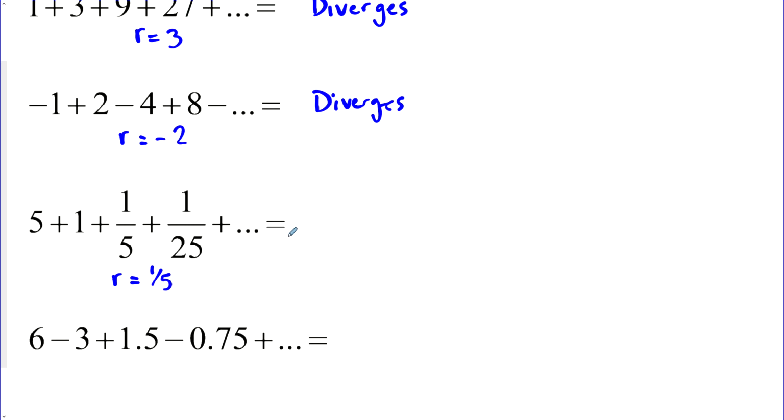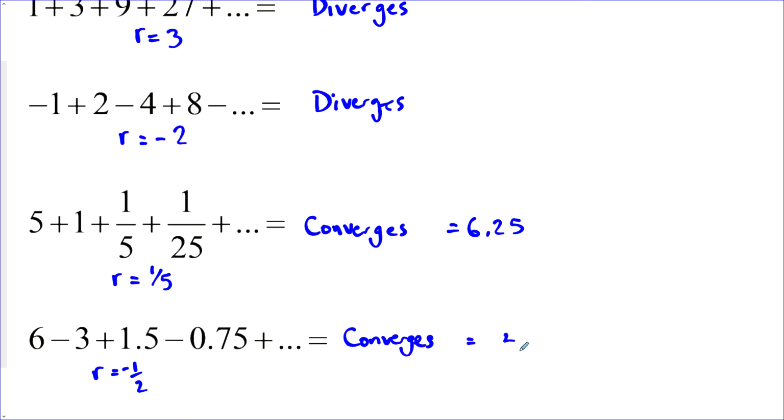And this one converges. It approaches, looks like, 6.25. This one here, our R value is negative 1/2. And we try to add this one up, and we find that it converges as well. It approaches 4. So which ones converge and which ones diverge? Looks like if the absolute value of R is in between 0 and 1, then we're going to converge.